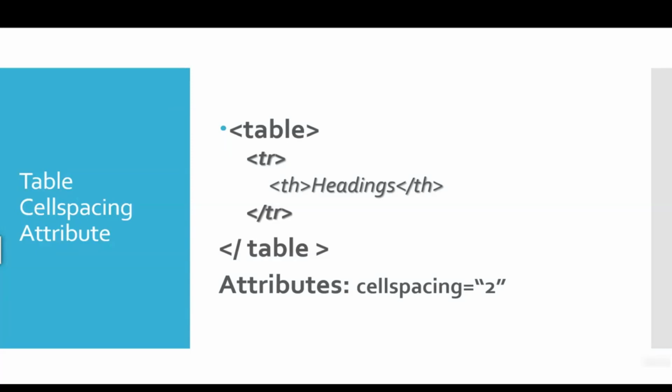So let's explore some more attributes about table. If you want to create cell spacing, or create space between each cell in the table, how can we do that? We have an attribute for that: cell spacing. You can mention the size for the cell spacing. So let's see how it works.